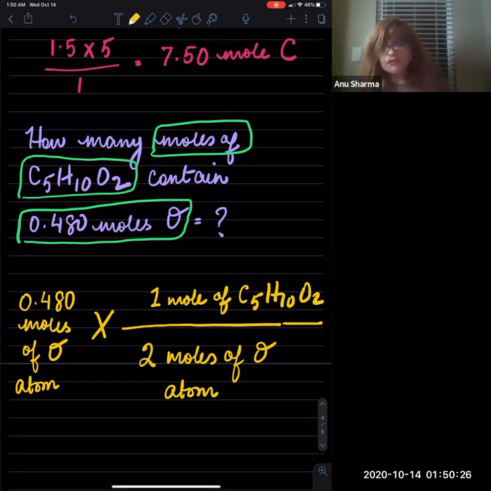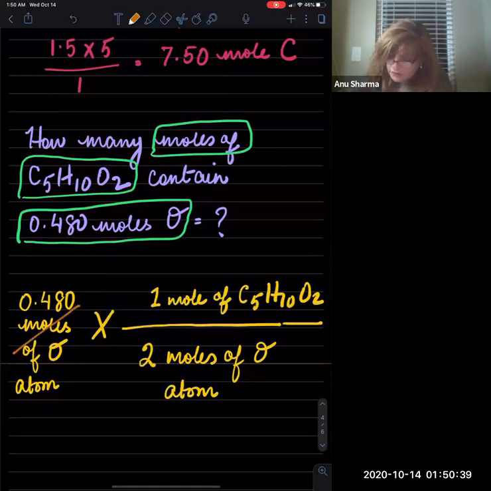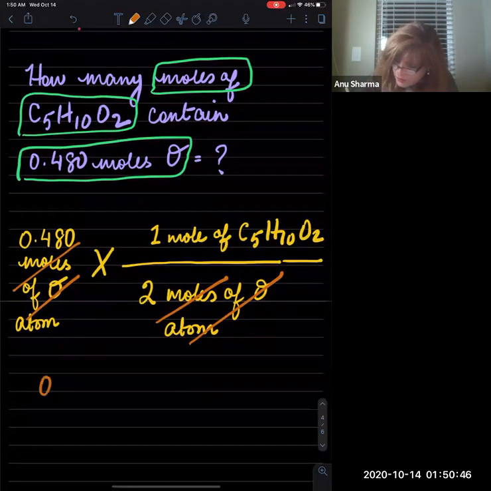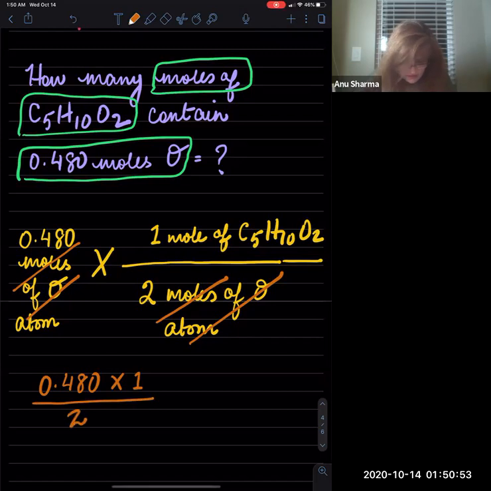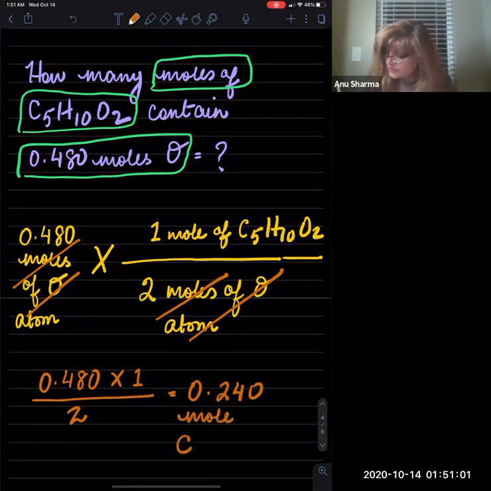So 0.480 moles of oxygen atoms is going to make how many moles of C5H10O2? The moles of oxygen atoms cancel out, and you are left with 0.480 times 1 divided by 2. And your answer comes out to be 0.240 moles of propyl acetate, which is C5H10O2.